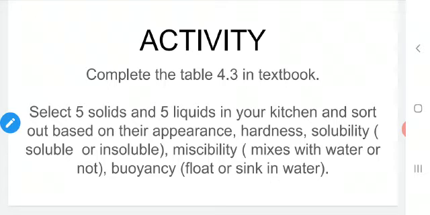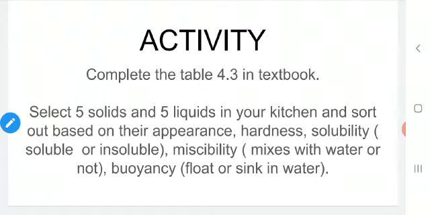And you have to sort out based on their appearance. You have to say whether they are lustrous or non-lustrous, whether they are shiny or non-shiny. Then we have to check for hardness. You have to say whether they are soft or hard. For this I will tell you an example. If you have taken cooked rice and uncooked rice, cooked rice is soft, uncooked rice is hard. Like that you have to sort out the materials by seeing them.